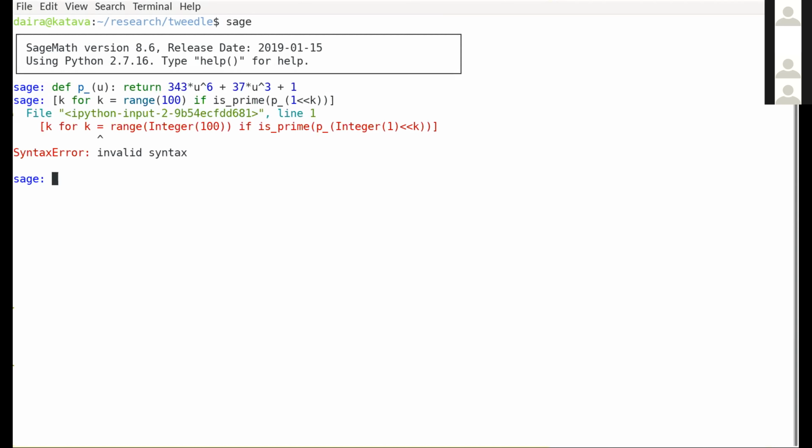Why didn't that work? Don't you mean in and not equals? It should be in range. Yeah, thank you. That shows you that I'm not just copying and pasting.